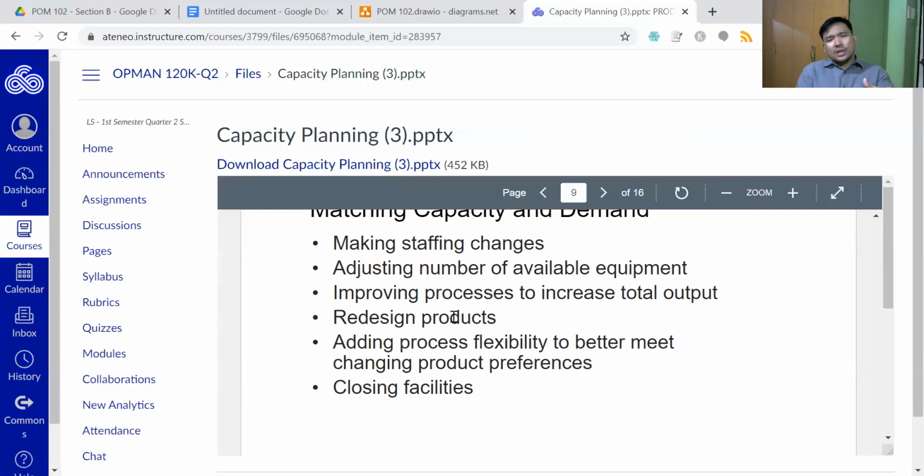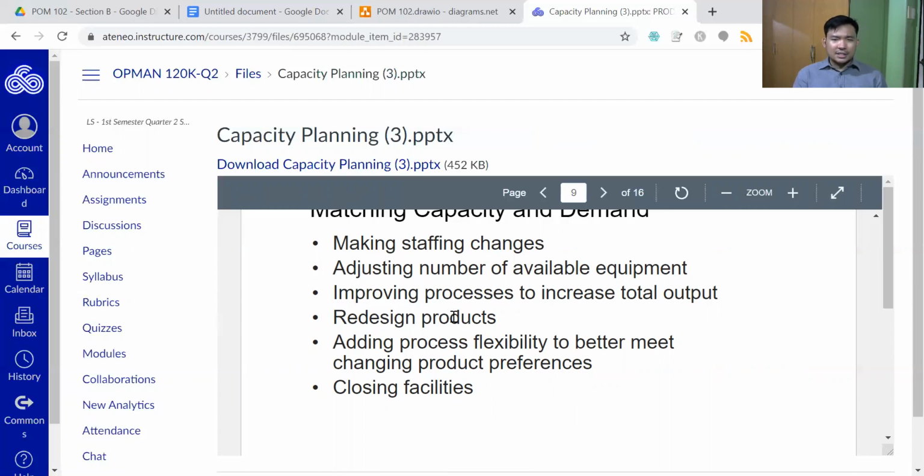Making staffing changes will allow you to either increase or decrease your capacity. Adjusting the number of available equipment: by turning them off, you're basically not using them, so you don't have that variable cost of electricity, maintenance, etc. Improving processes to increase the total output: you improve processes by eliminating a lot of waste, eliminating a lot of redundancies, which is an example of waste. Next is redesign the products to make them a lot more simple. You can redesign products so that you can produce more using the same inputs, or so that more people would actually be willing to buy it.